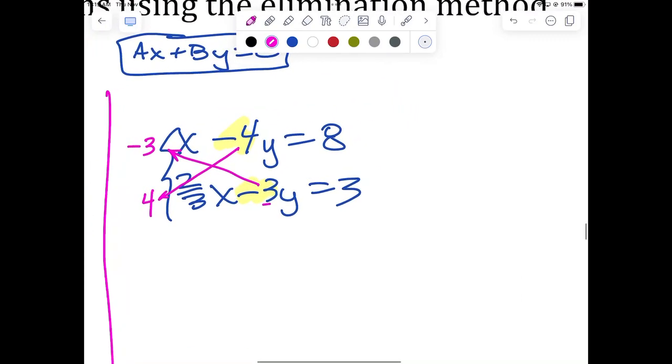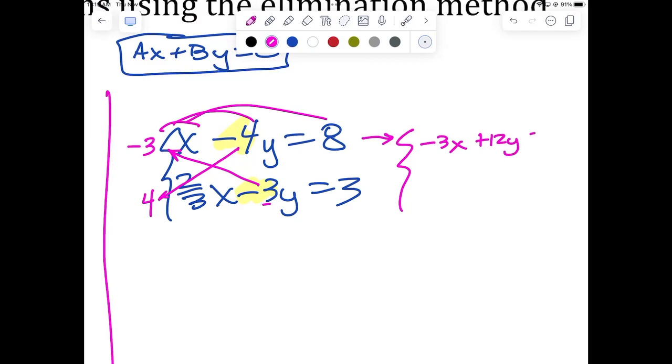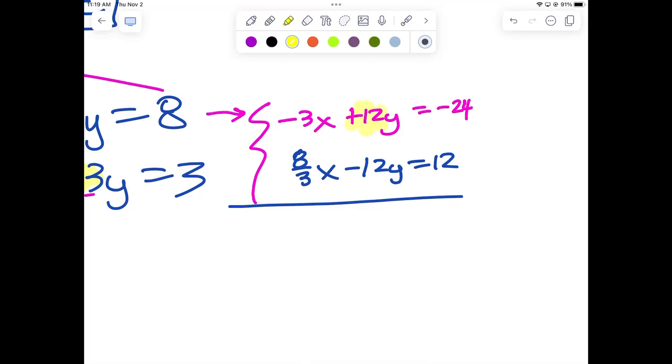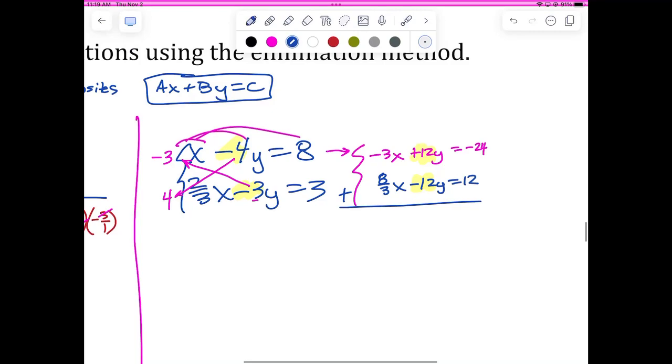Let me show you why this works. It's just helpful if you see why it works. If I multiply through by 3 all the way through now, I get negative 3x plus 12y equals negative 24. In the bottom, if I multiply through by 4, I get 8/3 x minus 12y equals 12. Okay? And now what do you notice about the coefficients of my y? They're opposites, right? That's why I did one of them as plus, one of them as minus. So you can always do that.